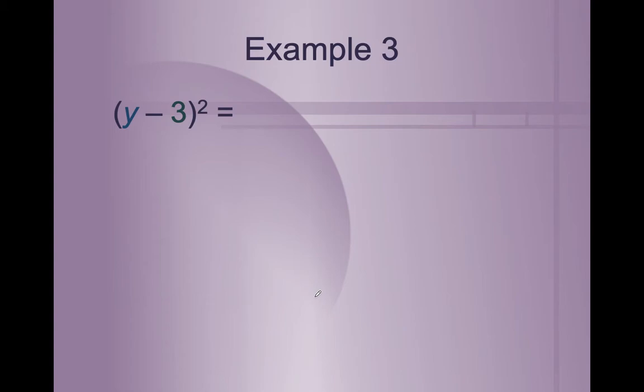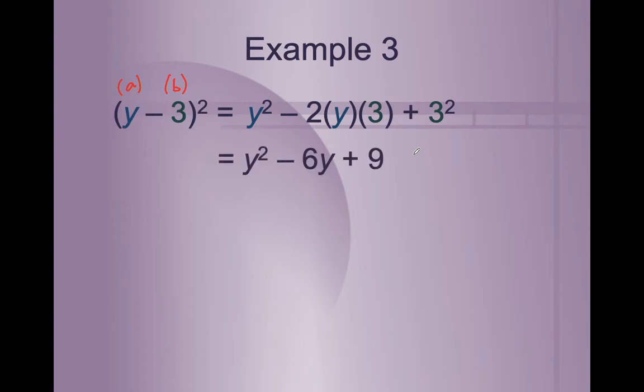So the square of a difference, y minus 3 squared. Again, we're going to be squaring that first term. Your y is represented as your a, and then b here is your 3. All right, let's see here. So we've got y squared minus 2 times your a times your b, which is 3, plus 3 squared. Simplify that down: y squared minus 6y plus 9.